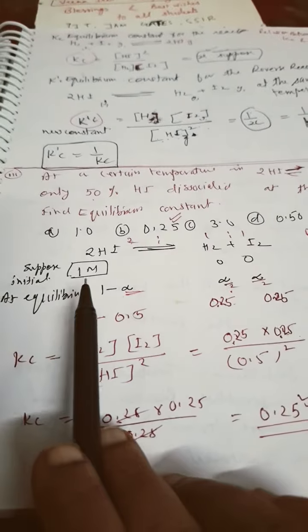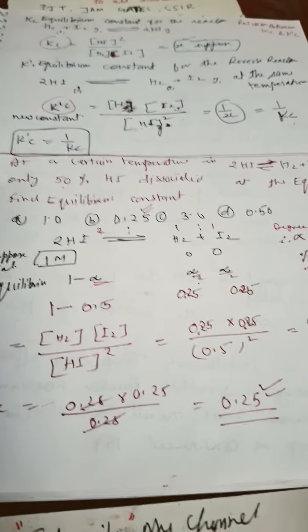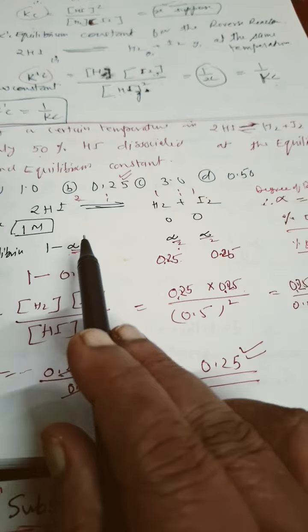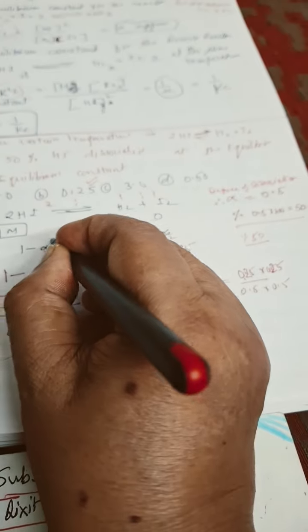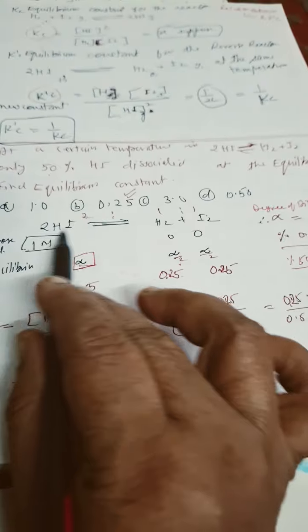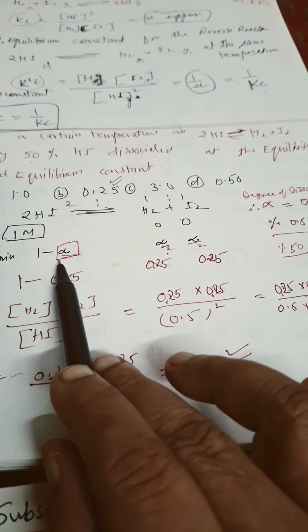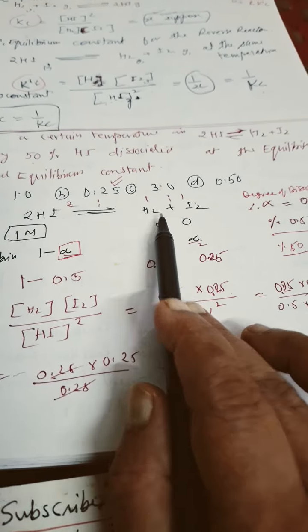Clear to you? Why did I take 1 M here? So that it will be very easy for you to understand. Here I used the 2:1:1 ratio. So if alpha moles of HI is dissociated, then alpha by 2 is formed, because of the 1 ratio. So if you are taking alpha for this, it would be alpha by 2.